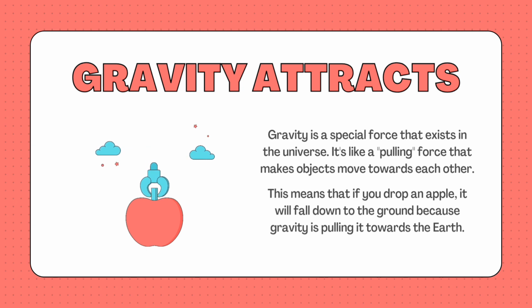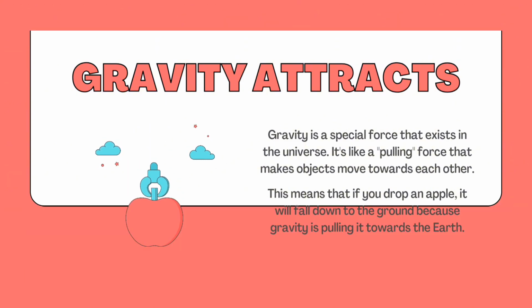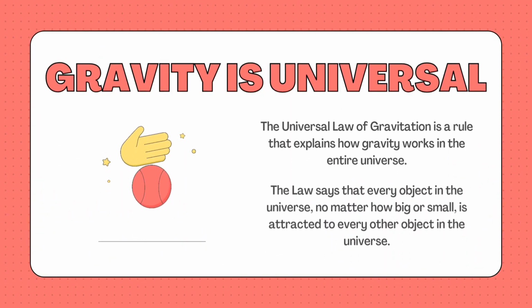First, gravity attracts. It always pulls objects towards each other. The bigger the object, the stronger the pull. Second, gravity is universal. That means gravity exists everywhere in the universe. According to the universal law of gravitation, every object in the universe attracts every other object, no matter how big or small. Yes, even you are attracting your friend sitting next to you. Don't worry, the force is very small.